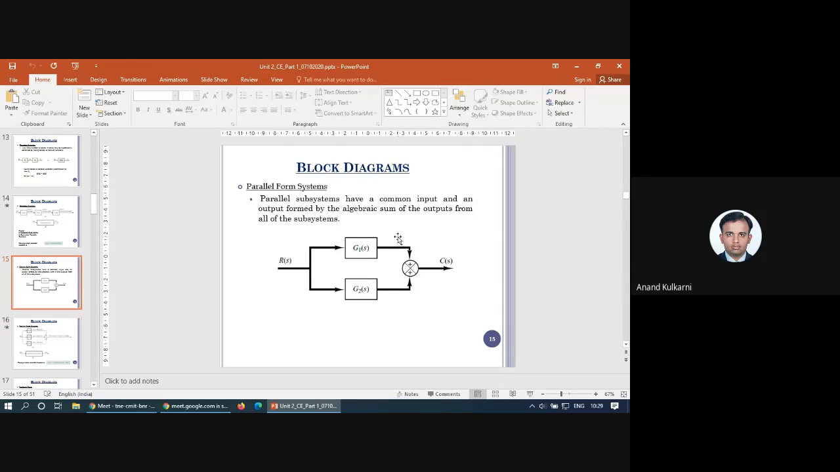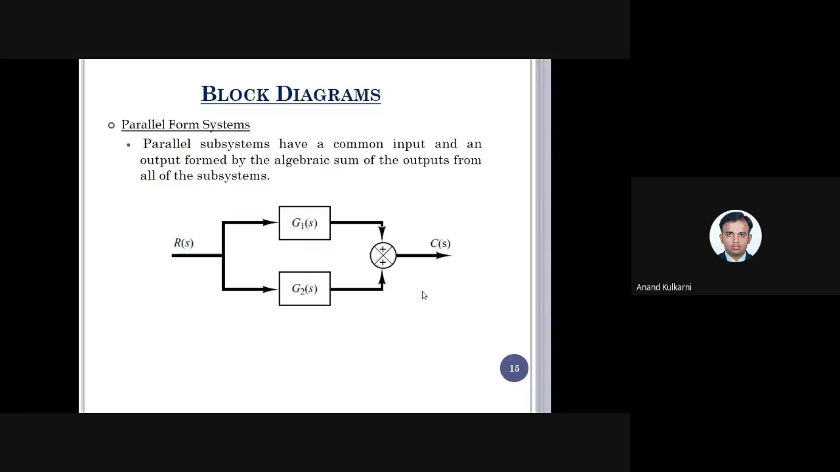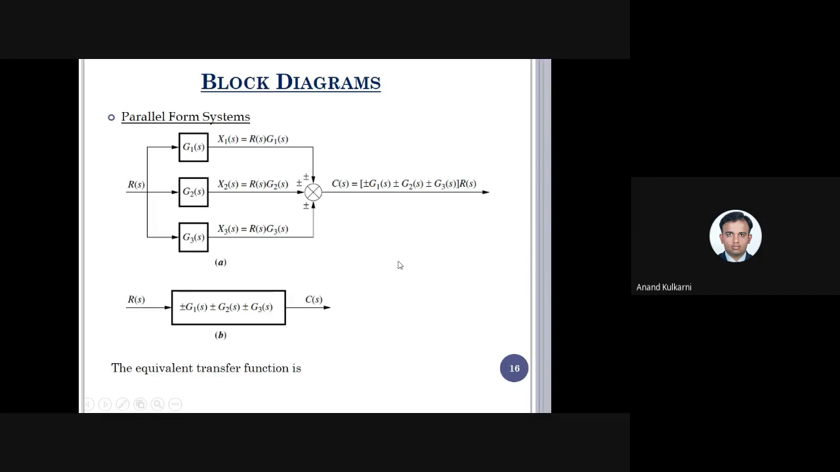Then similarly, the next rule is the parallel rule, the parallel form rule. Parallel form rule is nothing but if there are two blocks which are in parallel to one another. So as in this case, this R of S, there is one G of S which is parallel. So it is coming through this. Then how is it going to be represented? You can just observe here. It is parallel form. I have taken the same example, slightly modified. This is equal to G1 of S, G2 of S, and G3 of S.